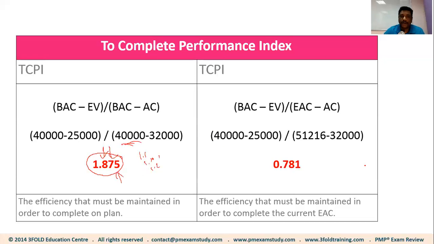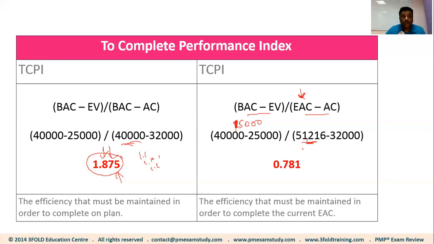Then we have TCPI if you want to finish the project as per the EAC, not the BAC, as per the EAC. Now this is what really confuses a lot of people, so listen carefully. What is the formula? BAC minus EV divided by EAC minus AC. Now BAC minus EV is the work remaining, which is $15,000. If you look at this formula now, we're no longer using 40,000 as the remaining budget. We are using 51,216.